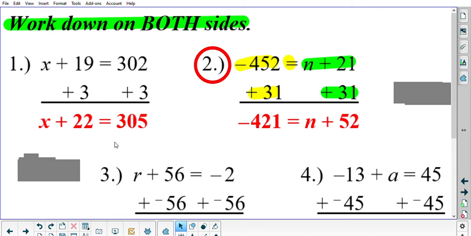Number 1 was kind of easy. There were no negatives. There was no subtraction to make adding the opposite. Basically, you just had to work straight down, adding by 3, which was not that hard to do.